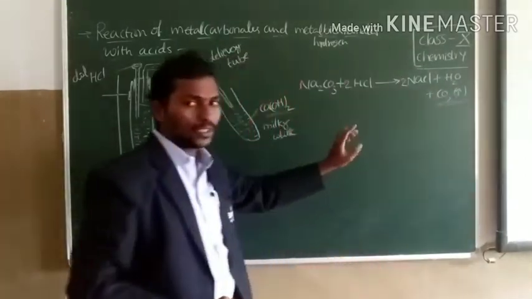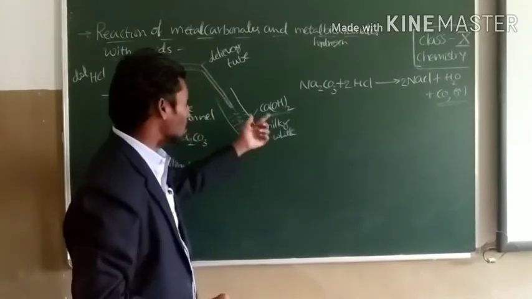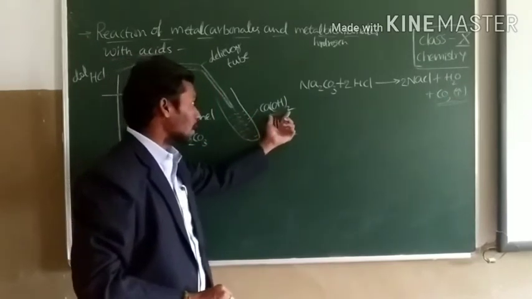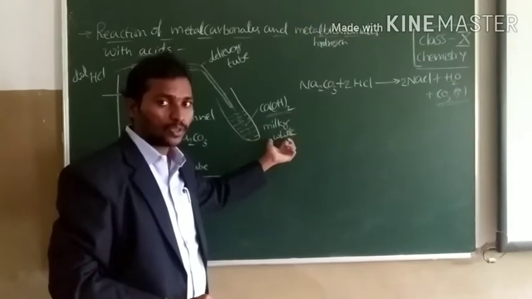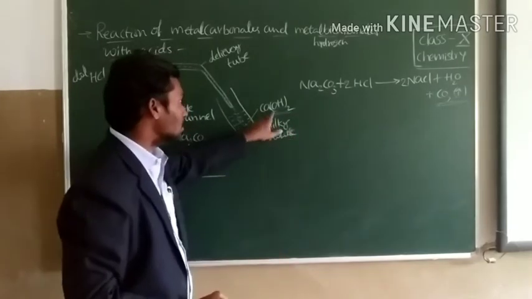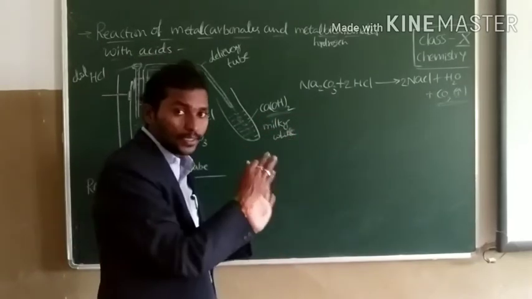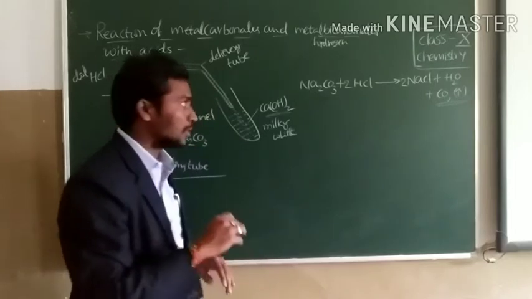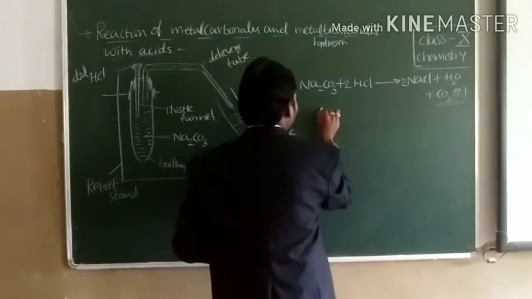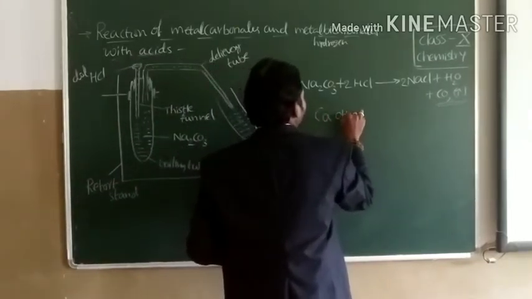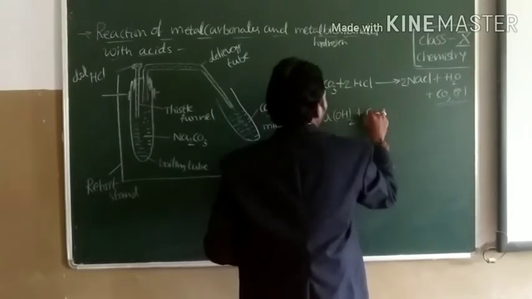So how can we prove that the evolved gas is carbon dioxide? Because we have used calcium hydroxide here. Calcium hydroxide is lime water. This lime water turns milky white. Why does this lime water turn milky white? This is because the evolved carbon dioxide reacts with calcium hydroxide.